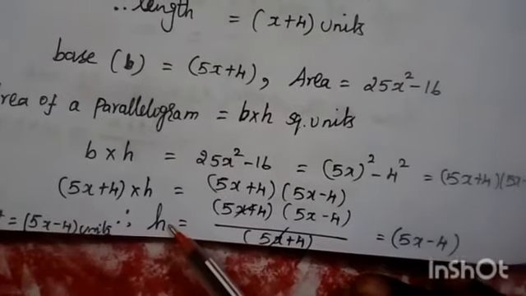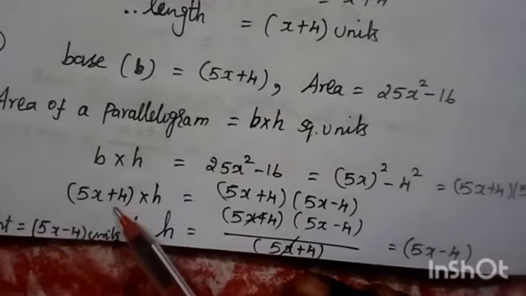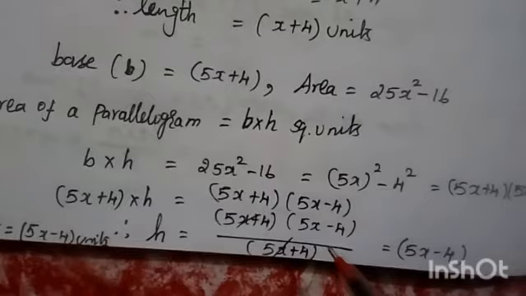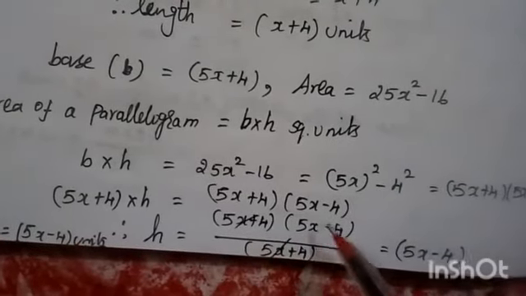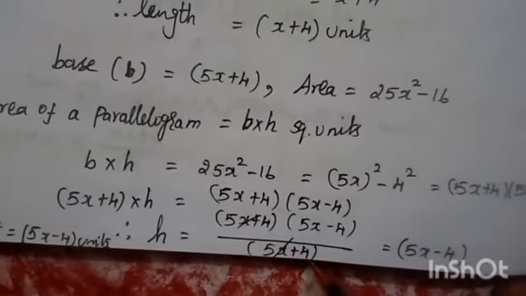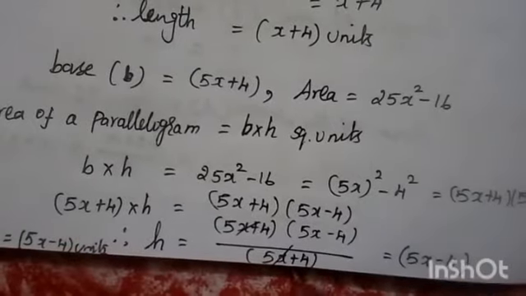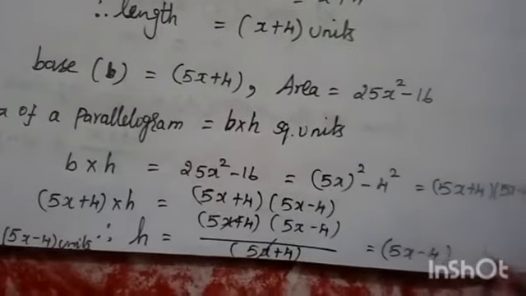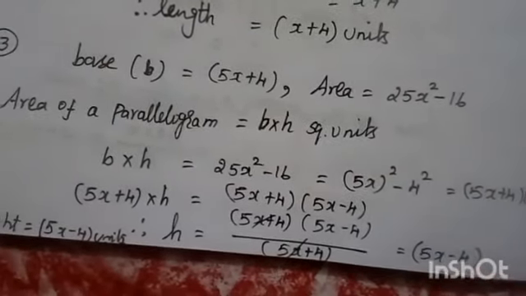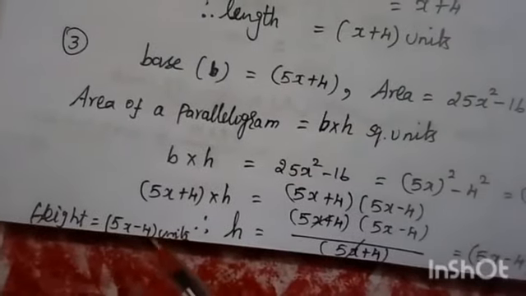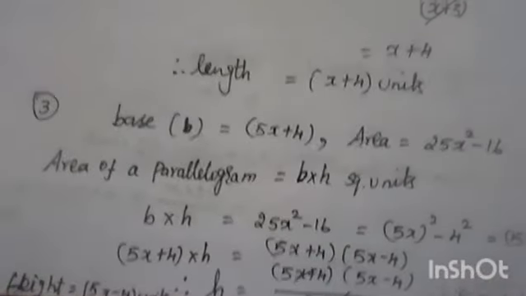Now we want to find height. So 5x plus 4 you have to transpose to the right hand side. It becomes a division. So 5x plus 4 into 5x minus 4 by 5x plus 4. So 5x plus 4 and 5x plus 4 cancel. So remaining is 5x minus 4. So height is equal to 5x minus 4 units.